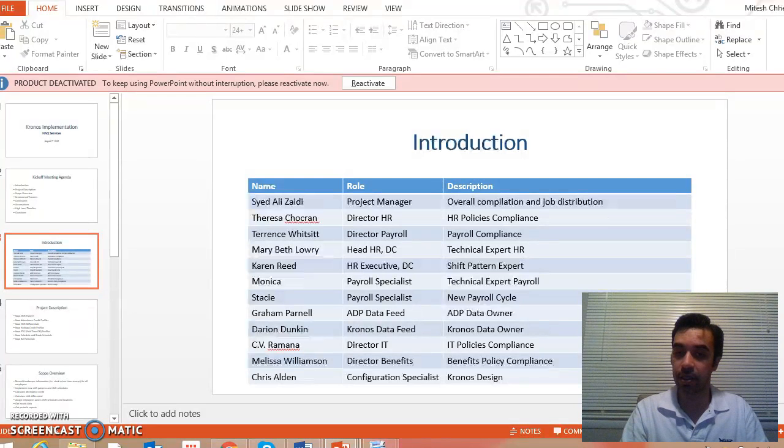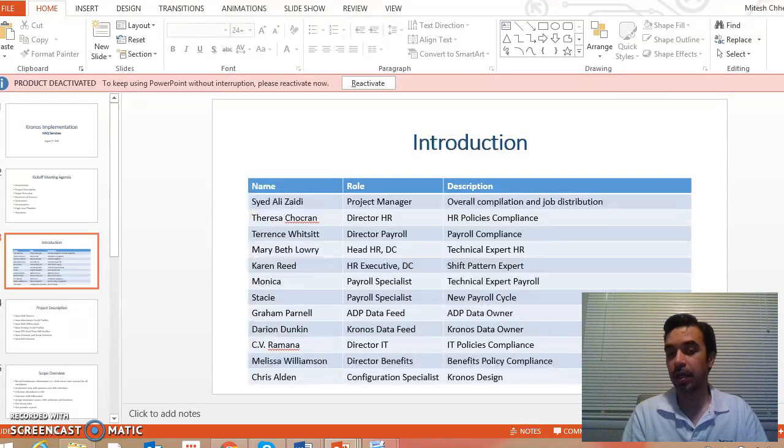Monica again is from payroll, and she's going to be providing us the technical level expertise from payroll perspective. Stacy is again a payroll specialist, and she's going to be providing us expertise from a new payroll cycle perspective. So basically, when we shift from 3 shifts to 4 shifts, we're going to need a new payroll cycle, and Stacy is going to be helping us on that front. Graham Purnell is going to be dealing with the ADP data feed.